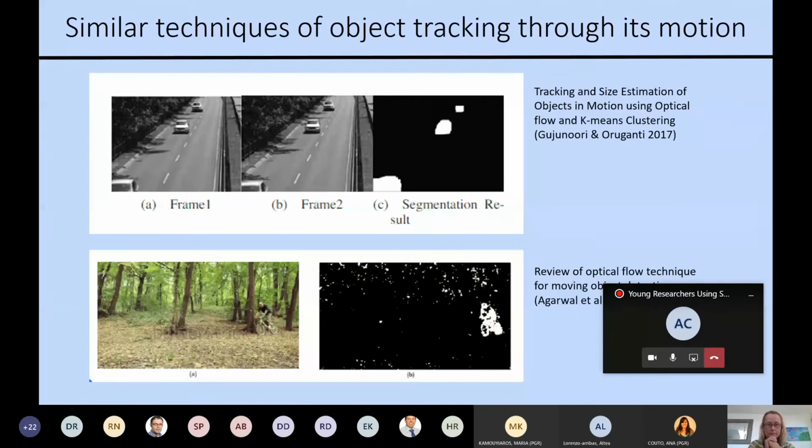So these are examples of similar techniques. You can see in the top, the application was to detect the moving cars in these images, and you can see that they're picked out as the only parts that are moving through the picture from frame 1 to frame 2. In the bottom example, we have a little bit more noise. I assume that was because the leaves were also moving, but it's mostly the shape of the cyclist that was captured using optical flow.